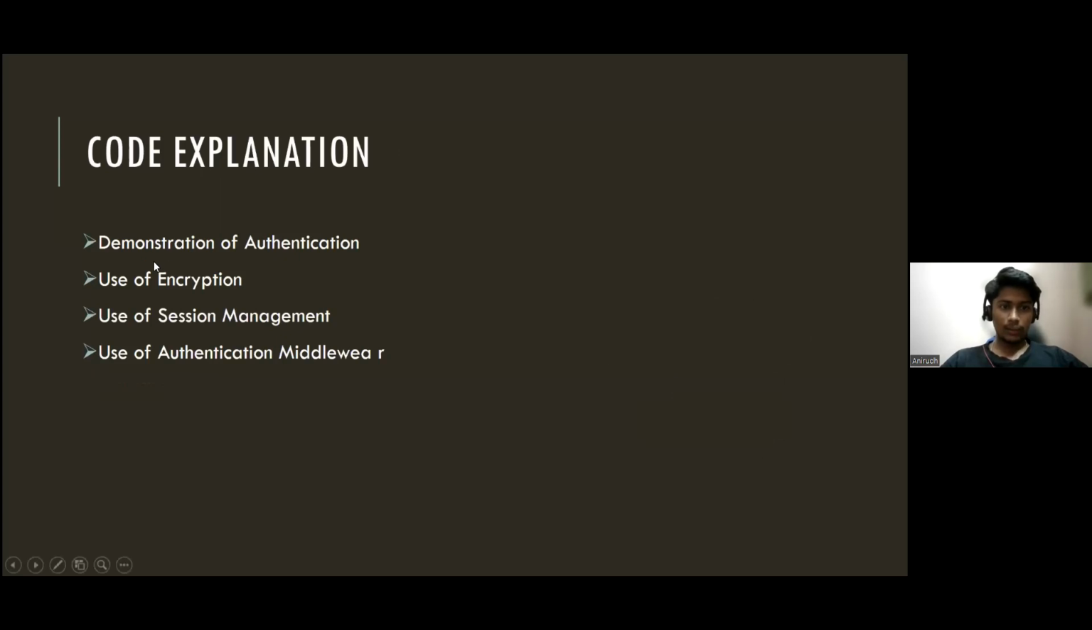So here various methods are being used for creating and using the frameworks. The main points here are demonstration of authentication. Here the authentication is demonstrated by using the login, sign up and portal, and by using Passport.js. Here bcrypt is used for encryption for storing the hashed passwords. Then session management is done by using Express session and the Express framework. Then authentication middleware is used by using Express.js.